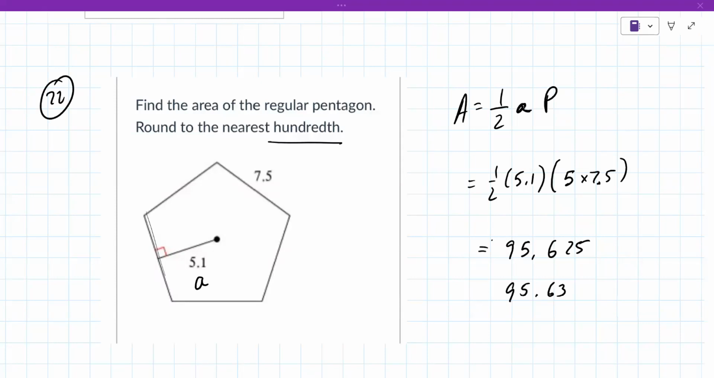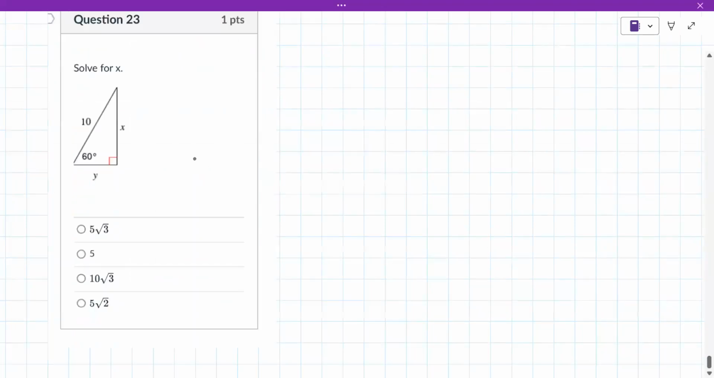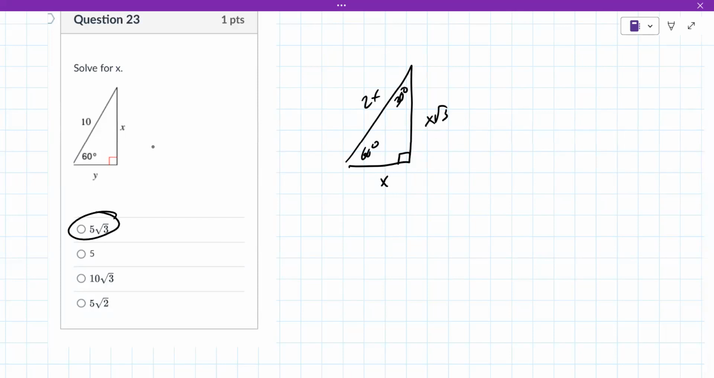So here's another one. 23 is a special triangle. It's a 30, 60, 90. I'll draw the reference triangle here. So which side are they giving you? They are giving me the hypotenuse. Yep. So that's going to be 2x. So then I know x is going to be 5. But then x√3. So then my answer in the end will be A. That is correct. Good.